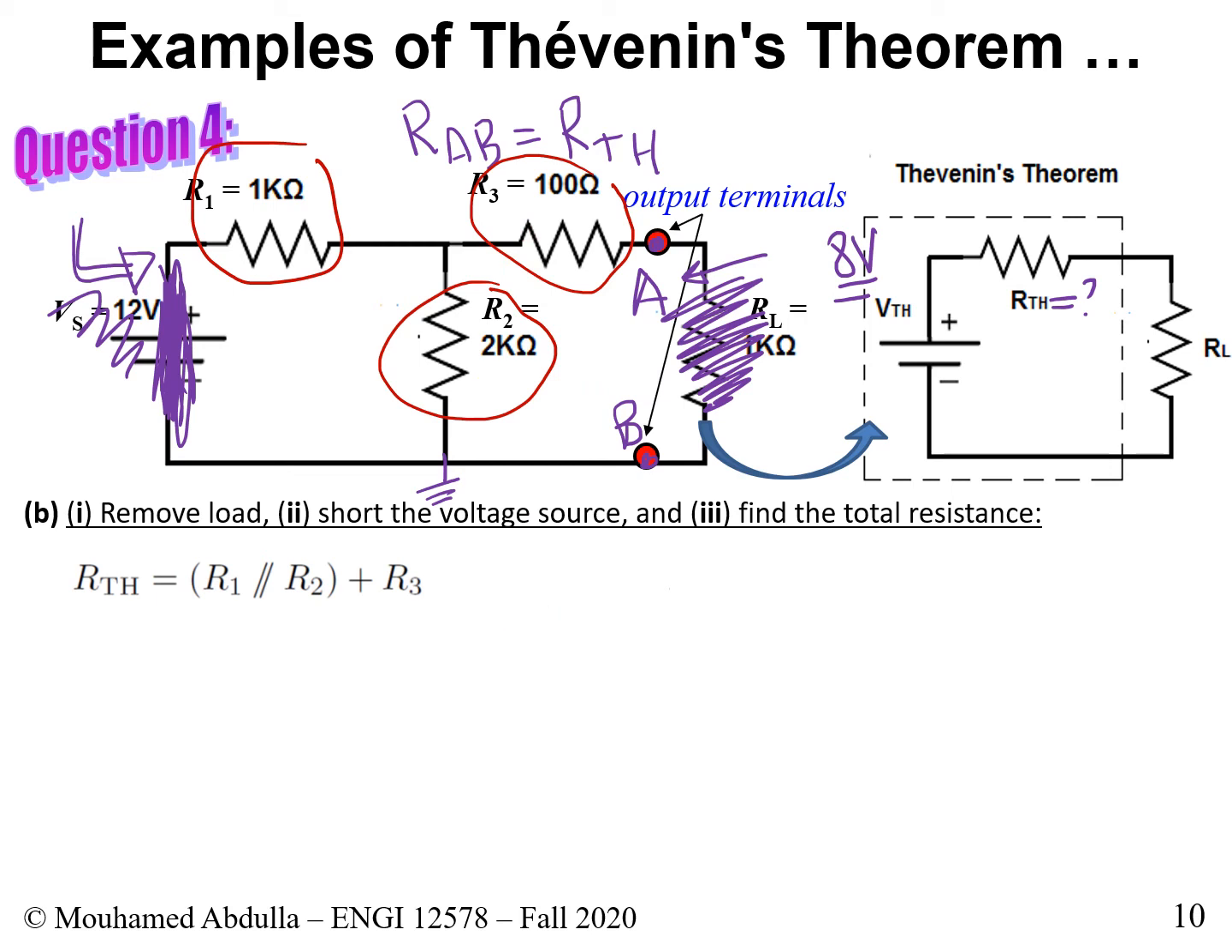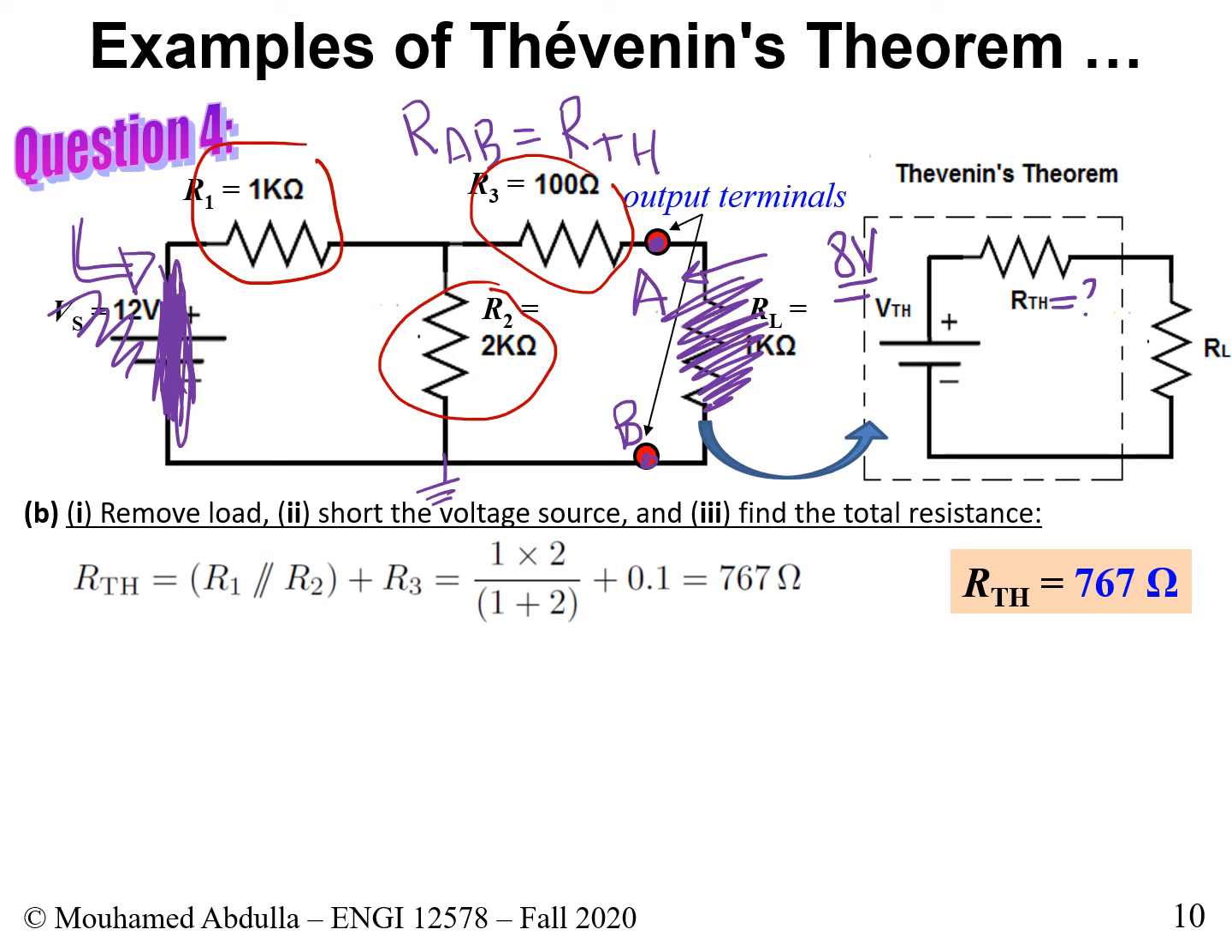Now we can simply plug in the values. R1 is 1 kilo ohm, R2 is 2 kilo ohm, R3 is 100 ohm. Be careful, put everything in kilo, so for R3 we write it as 0.1 kilo. So you have 1K in parallel with 2K. We do the process of putting two resistors in parallel: 1 times 2 over 1 plus 2, plus 0.1 kilo ohm for 100. And the result that we get is 767 ohms. So this gives us our RTH.